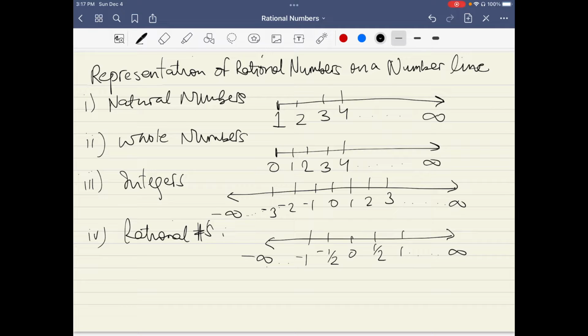So tell me what this number would be on the number line for rational numbers. So this is 0, this is 1/3. What will this be, given that this is 1 now? What number lies between 1/3 and 1? It is 2/3, because 3/3 equals 1.